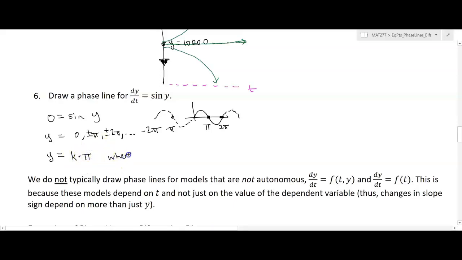where k is any integer. So that's plus or minus 1, plus or minus 2, 0, plus or minus 3, plus or minus 4, etc. But how do you draw a phase line for this?